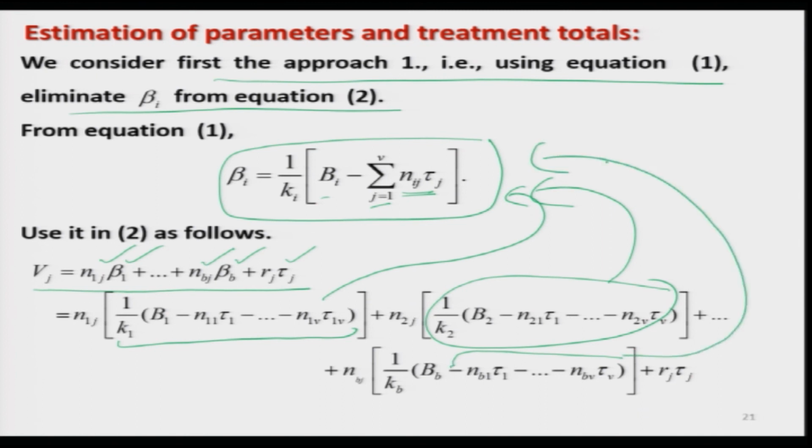Now, you can see that in every term there is a term related to tau 1, which has different coefficients n 1 1, n 2 1 up to n b 1. My objective is now, there is no more statistics, I am simply trying to solve this problem. So, what I try to do is collect all the terms of tau 1, tau 2, up to tau v separately.